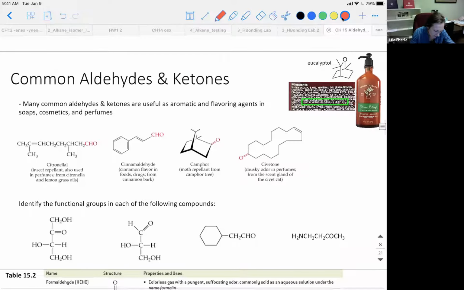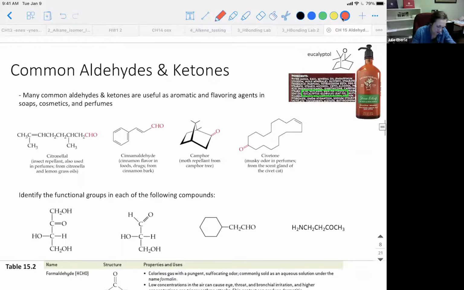Common aldehydes and ketones. A lot of aldehydes and ketones are used as aromatic and flavoring agents. Look, when I say I love this stuff, it's an understatement. It's like my favorite lotion. Anybody into aromatherapy, Bath and Body Works?